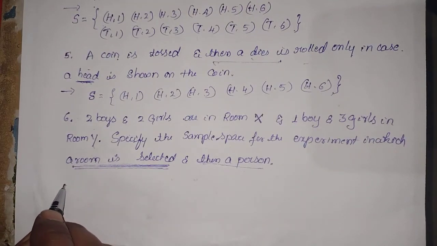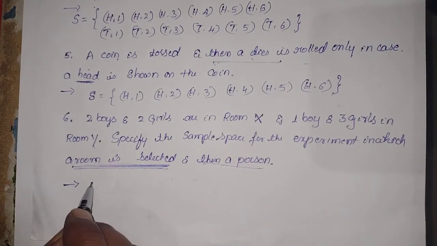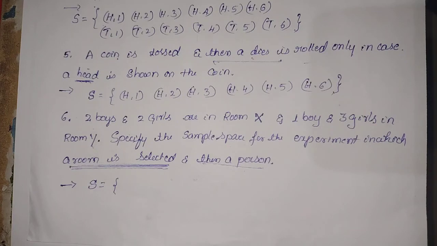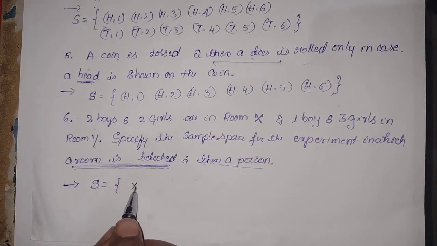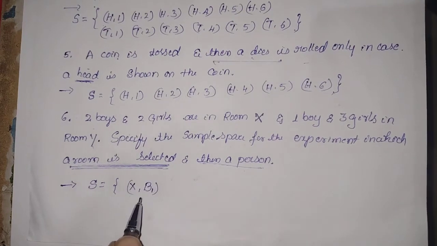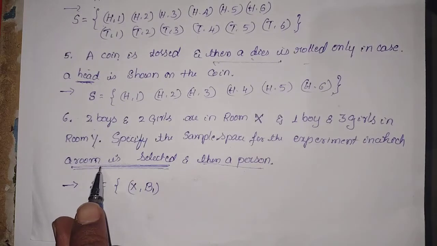I think you get an idea. Then the sample space S is equal to, very simple. First we select the room. How many rooms are there? There are two rooms. Which are those? X and Y. Now the room X contains how many boys? Two boys. Those two boys we write as X comma B1, because first we selected the room.